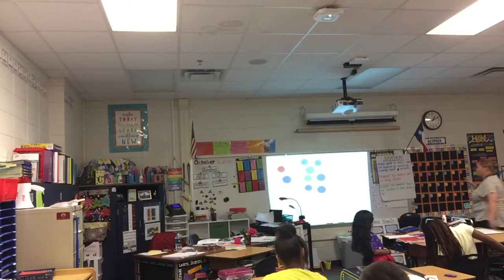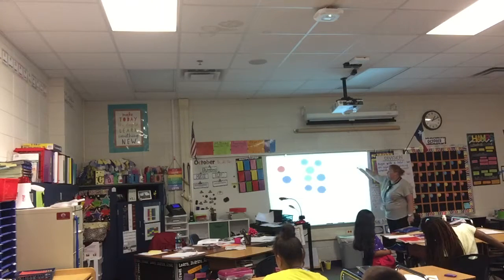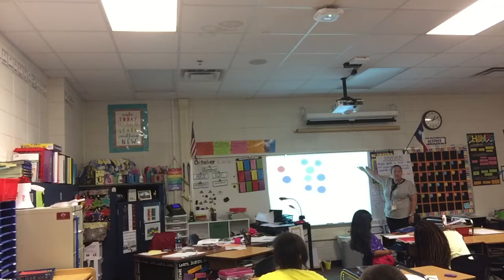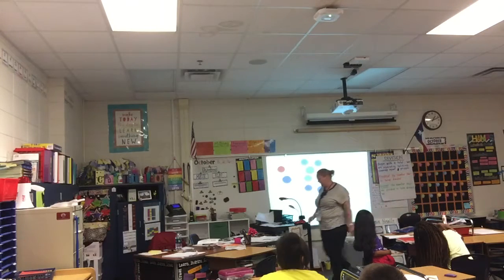Okay, since our divisor is 3, we're putting them into equal groups of 3. Okay, so we're doing equal groups of how many? 3. Equal groups of how many? 3. Okay, so let's put them in equal groups of 3.